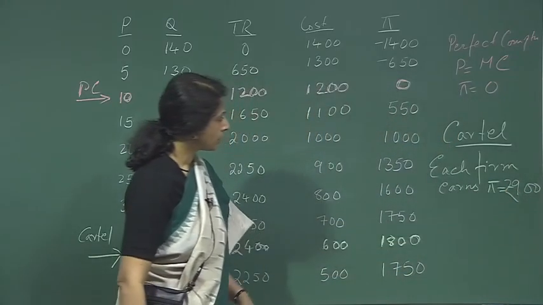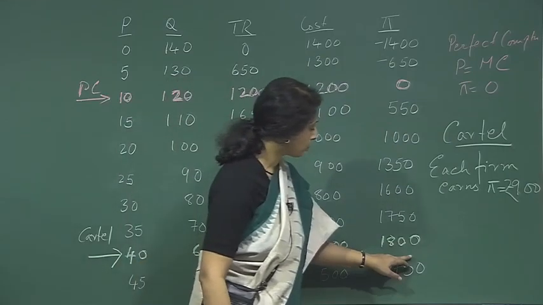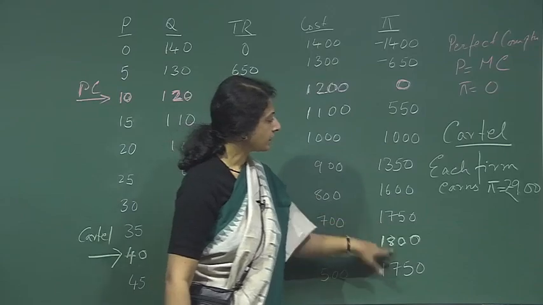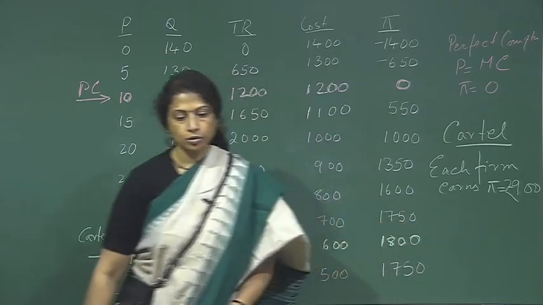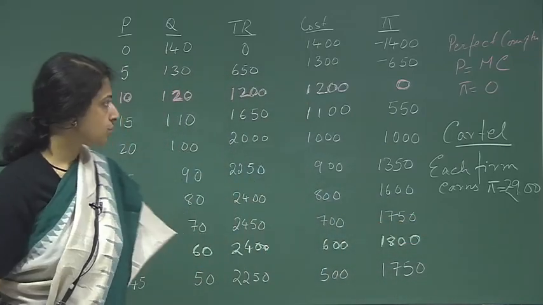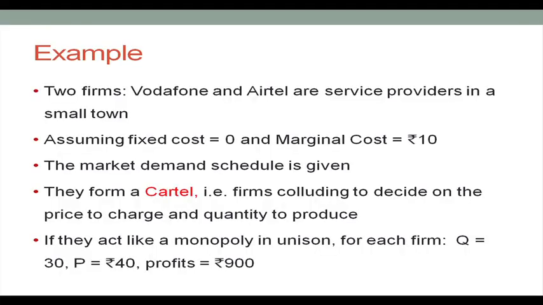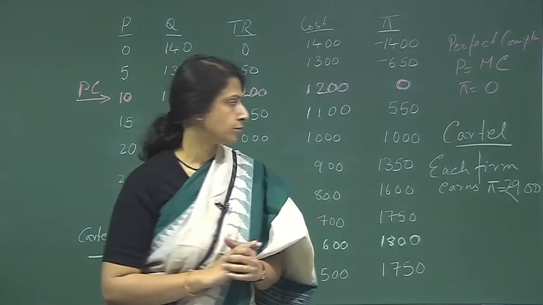So each firm earns a profit equal to 900 rupees. So the total profit in the market is 1800 rupees. So that is what they are going to do, and this is what we see in the slide also. If they act like a monopoly in unison, for each firm output is equal to 30 and price is equal to 40 rupees. So profit is equal to 900 rupees for each of the firms.